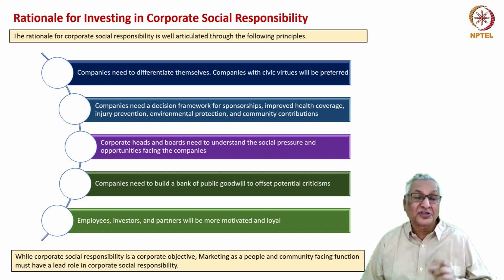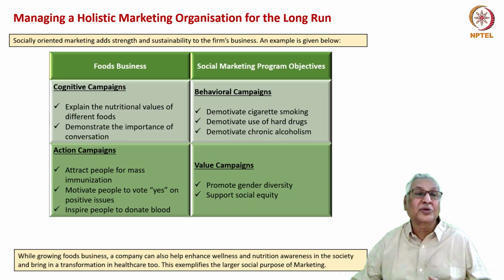Again, the previous example of Britannia Homepreneurship, which has been led by the marketing organization, is very explanatory on this very important responsibility of the marketing chief of a company. How do you manage a holistic marketing organization for the long run? We need to have socially oriented marketing, and that will provide strength and sustainability to the firm's business. I'll give you an example.